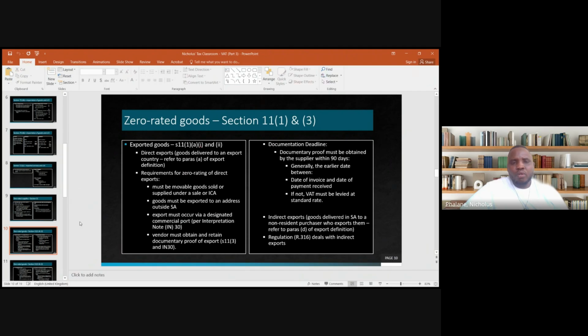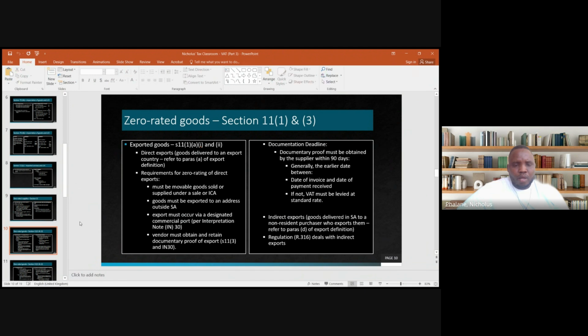So if you go to the definition of export, you will see that this direct export is paragraph A of that definition. All right. So what are the requirements for zero rating? The export of goods to an export country. So direct export. What are the requirements?